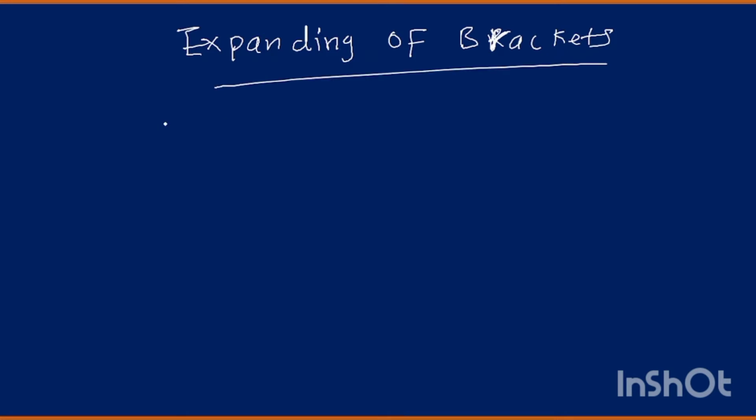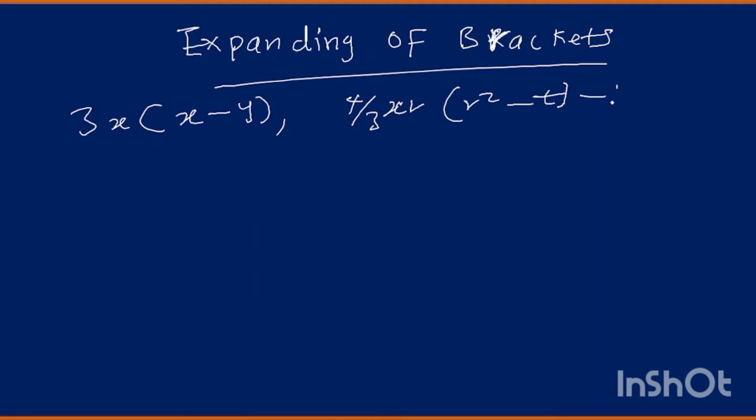So let's look at expanding of brackets. Now, there are algebraic expressions that are of this form: 3x(x − y). You can also have (4/3)r(r² − t − 1). You can also have (2/3)r(x + 1). So all these are algebraic expressions with the use of brackets.